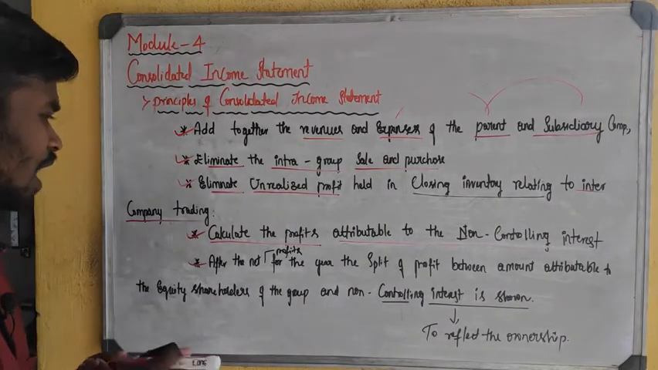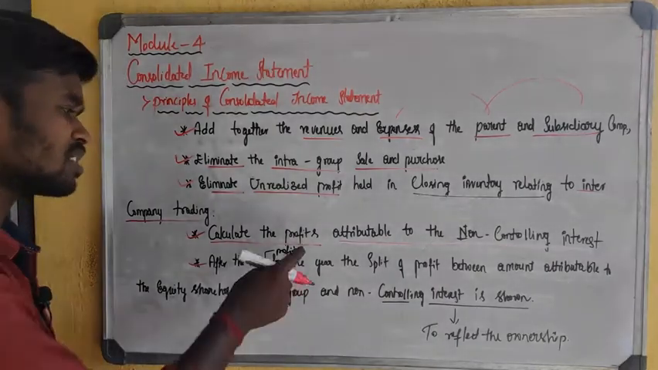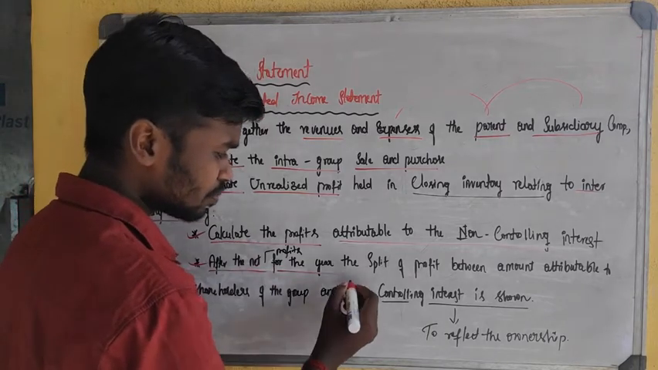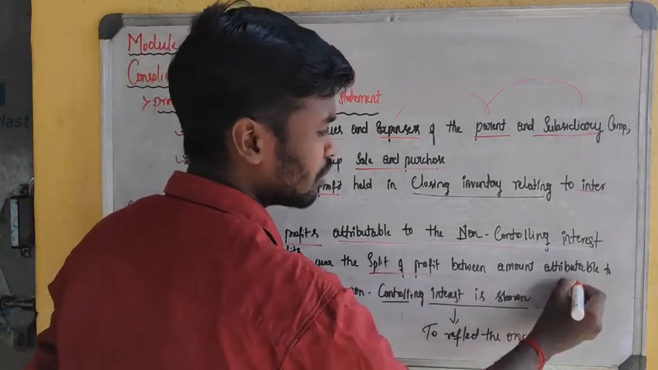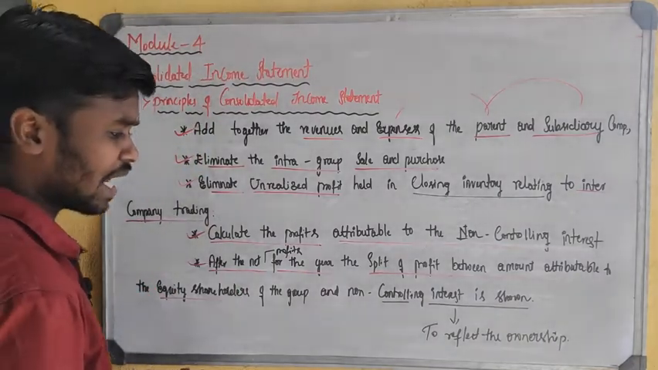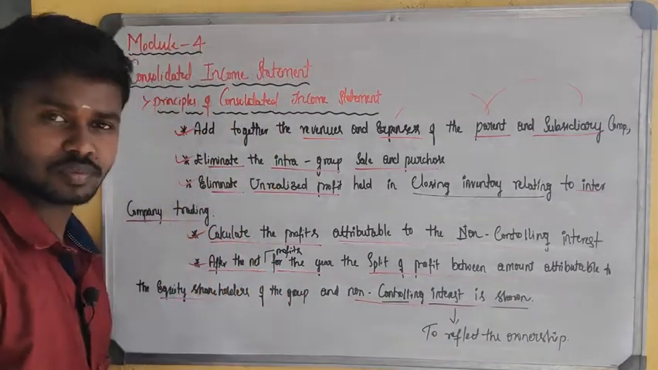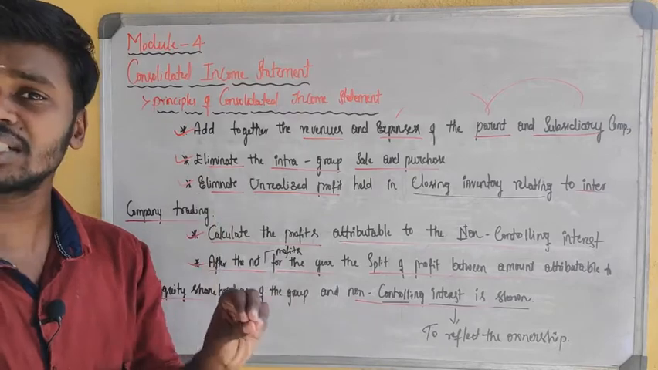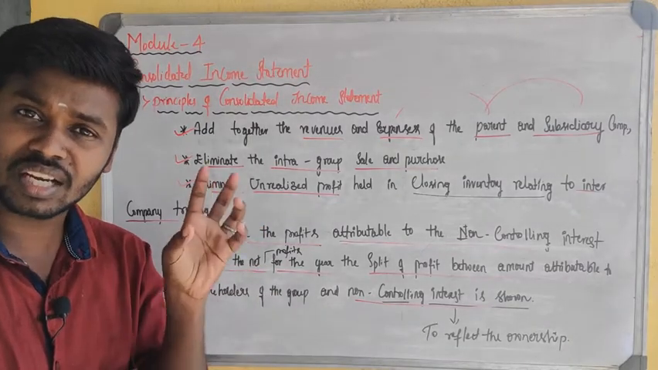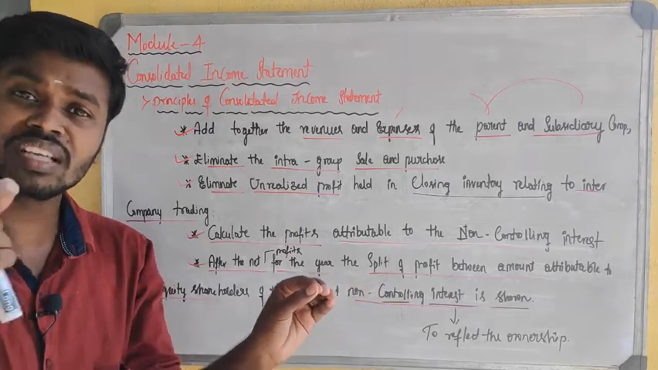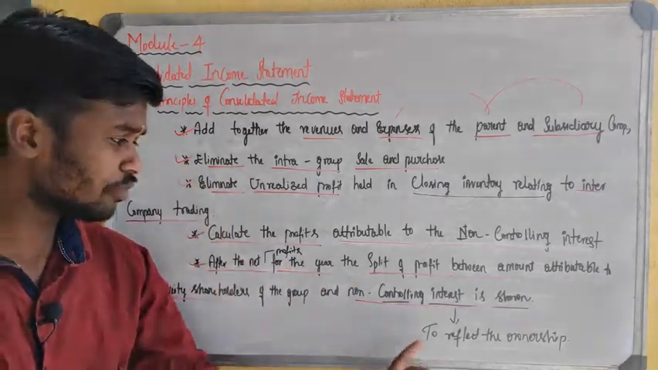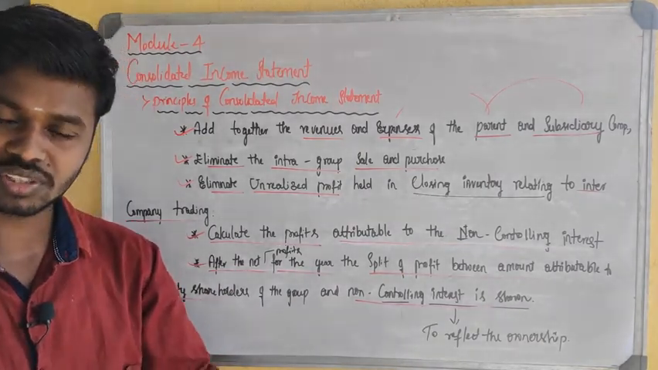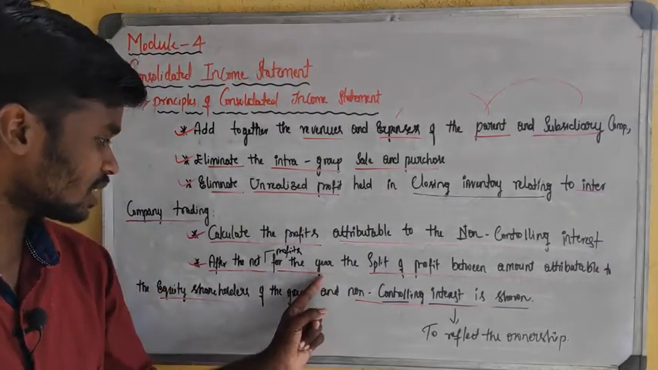Okay, next, after identifying the non-controlling shareholders based on the profits, we are going to see that after the net profit for the year, it must be split between the equity shareholders and the non-controlling interest shareholders. So after calculating the net profit for the entire year, we have to divide that net profit between the equity shareholders and the non-controlling shareholders in order to reflect the ownership between the equity shareholders of the company and the minority shareholders, that is non-controlling shareholders of the company. See, that is the condition.